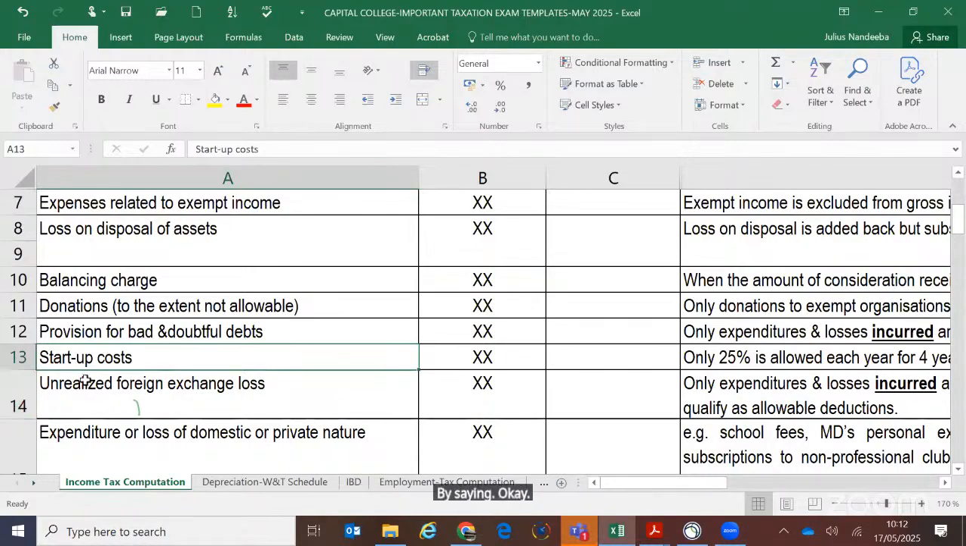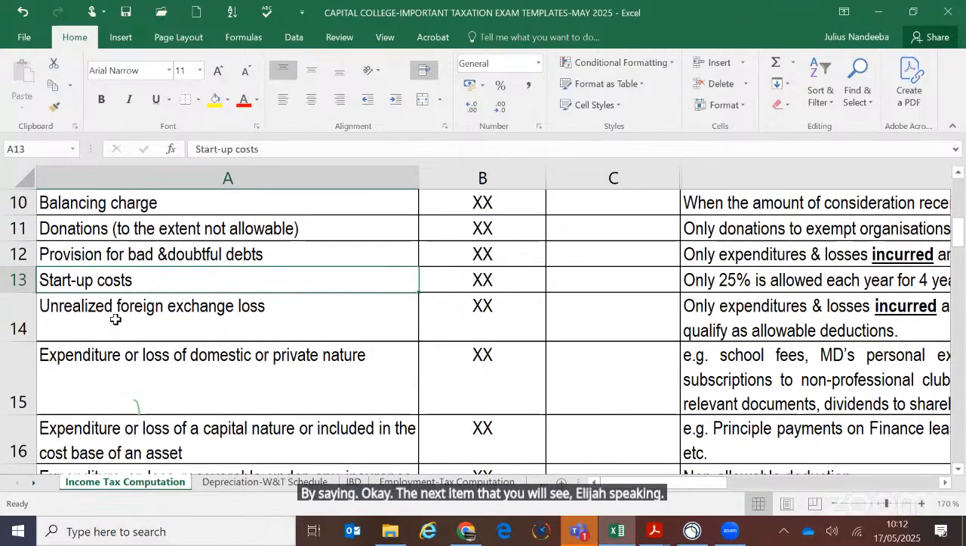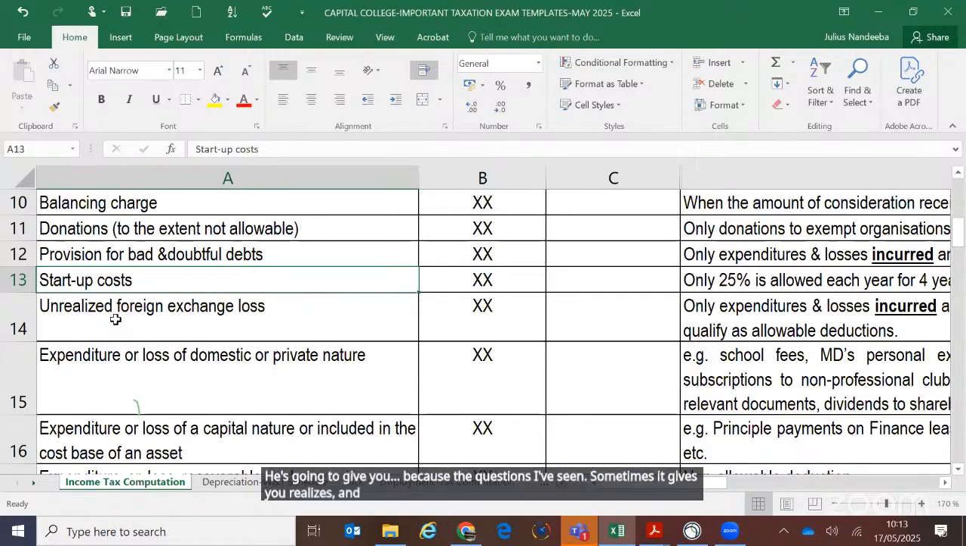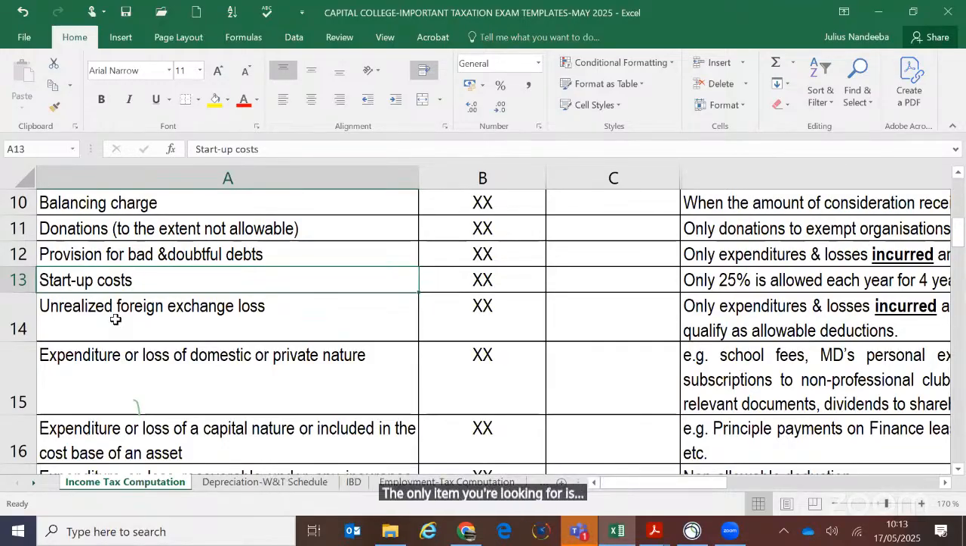Okay. The next item that you will see, largely speaking, is provision, rather unrealized foreign exchange loss. Now, don't be confused, because the examiner could give you realized and unrealized. We are only looking for unrealized. He's going to give you, because the questions I've seen, sometimes he gives you realized and also unrealized. The only item you're looking for is unrealized foreign exchange loss. Don't start the realized.